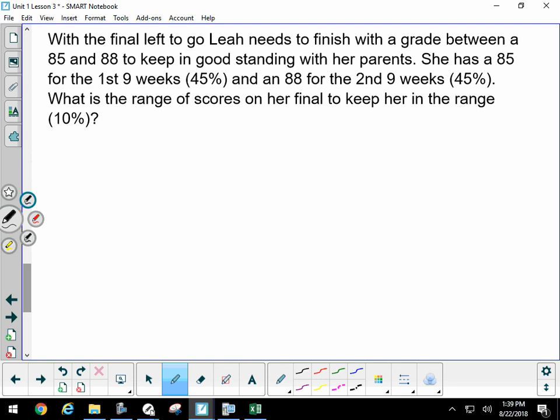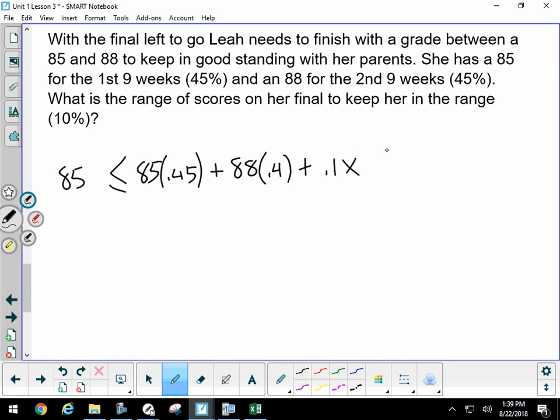With the final left to go, Leah needs to finish a grade between an 85 and 88 to keep in good standing with her parents. She has an 85 for the first 9 weeks. So 85, 45%. 88 for a second 9 weeks. That's good. What is the range of scores on her final to keep her in the range? So for her final, we need to be between or equal to an 85 and an 88.